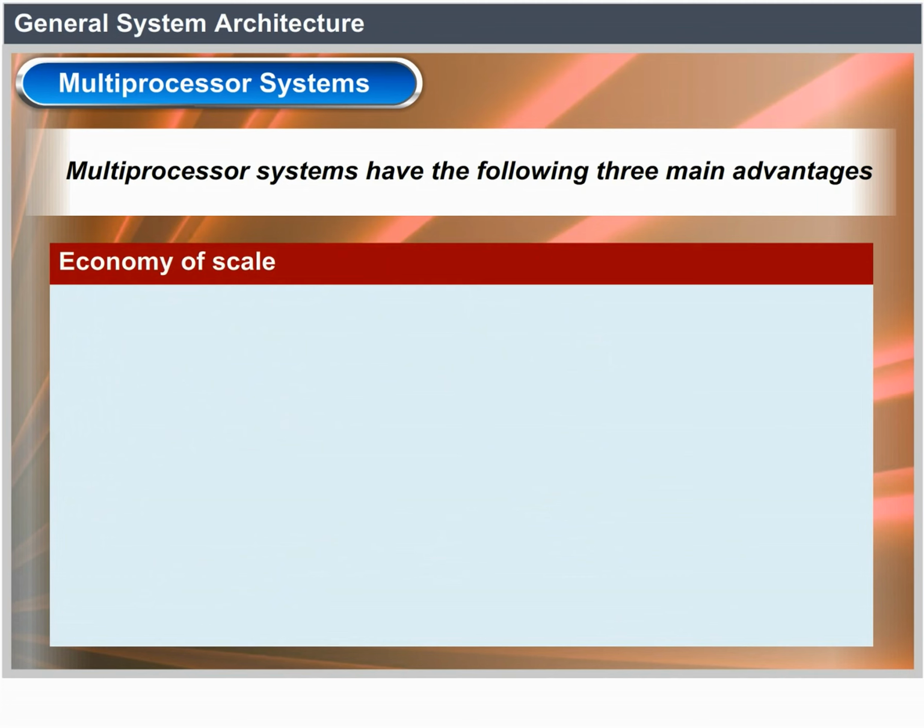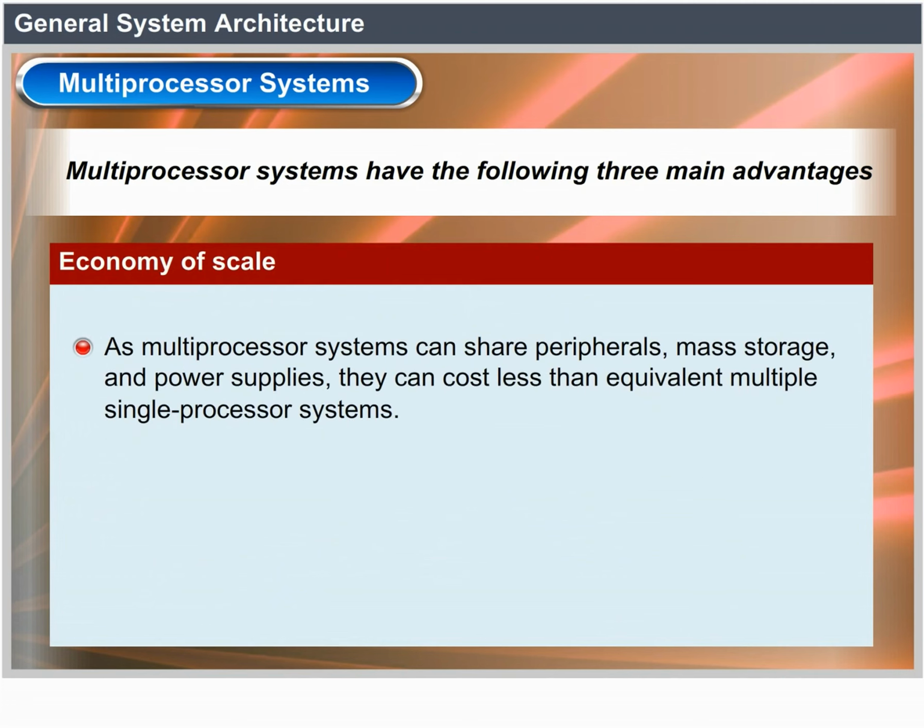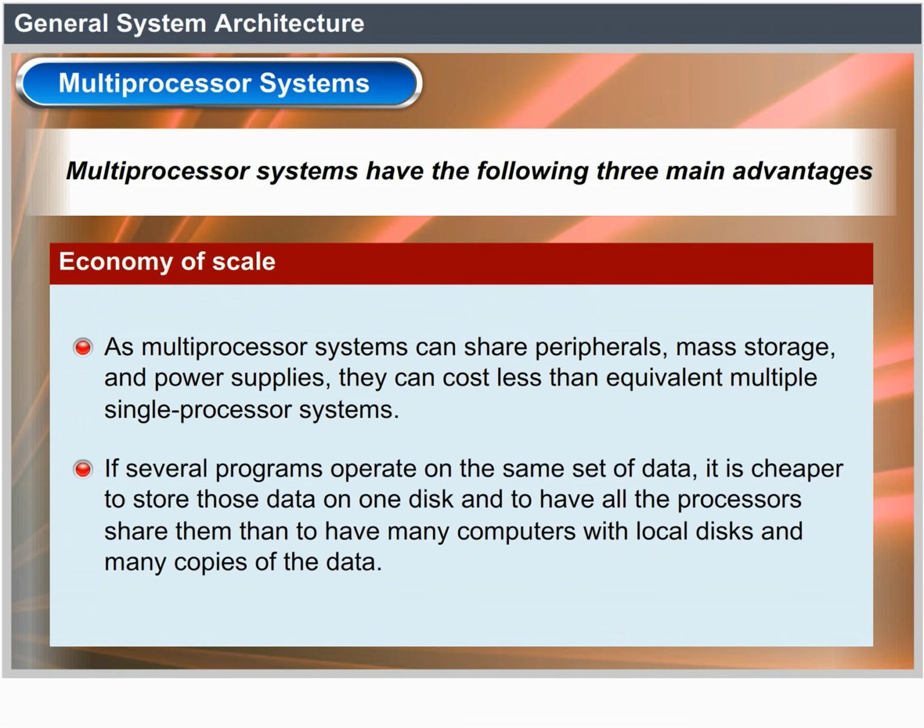2. Economy of scale. Multiprocessor systems can cost less than equivalent multiple single-processor systems because they can share peripherals, mass storage, and power supplies. If several programs operate on the same set of data, it is cheaper to store those data on one disk and to have all the processors share them than to have many computers with local disks and many copies of the data.